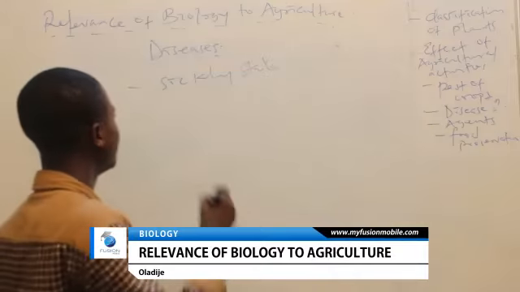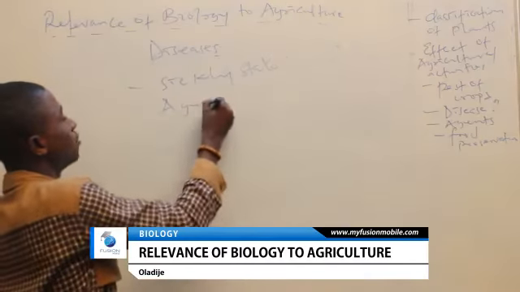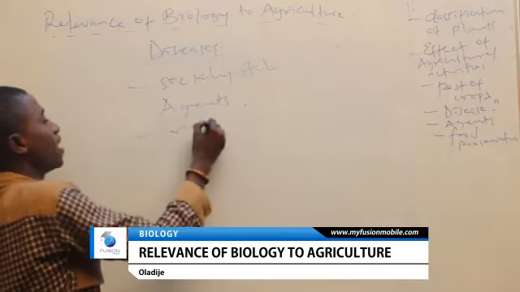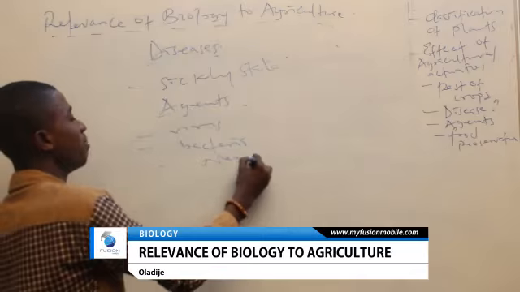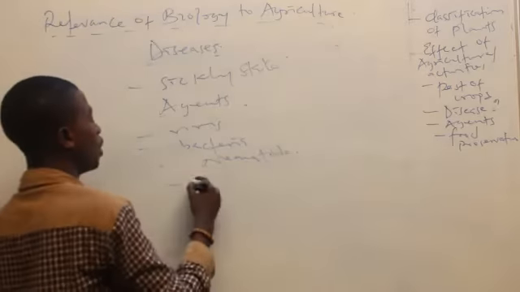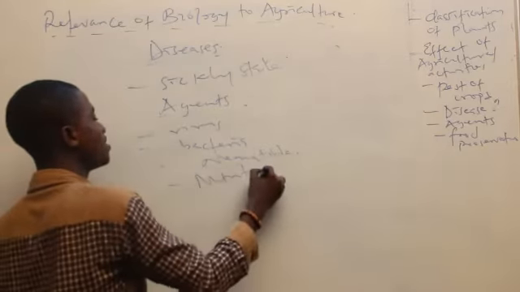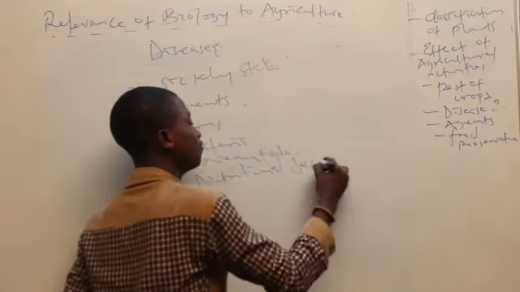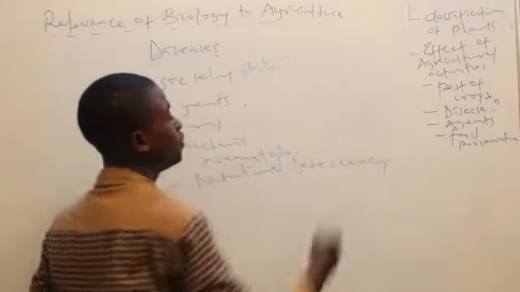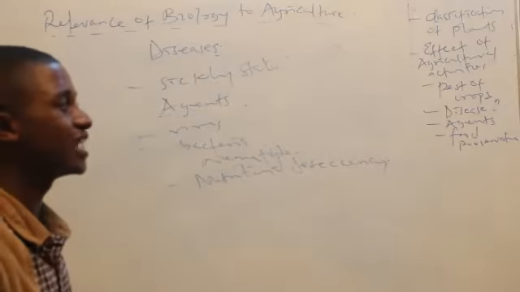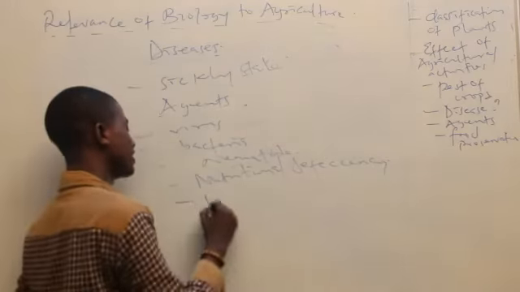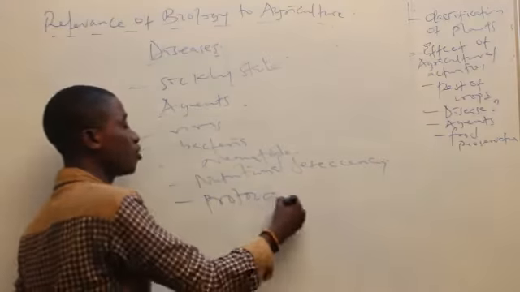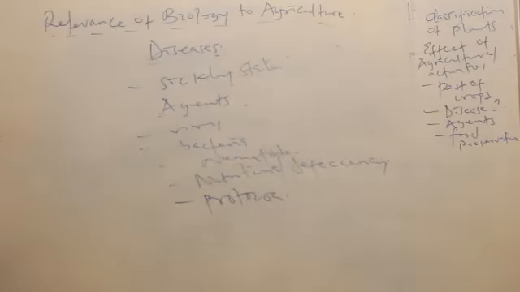Now what are the agents of disease? The agents of diseases are virus, bacteria, as we mentioned earlier. Now we have nematode, we have nutritional deficiency. That is, there are some deficiencies that could make a body get into a sickly state. So we have virus, bacteria, nematode, nutritional deficiency, and protozoa as well. These are agents of diseases.